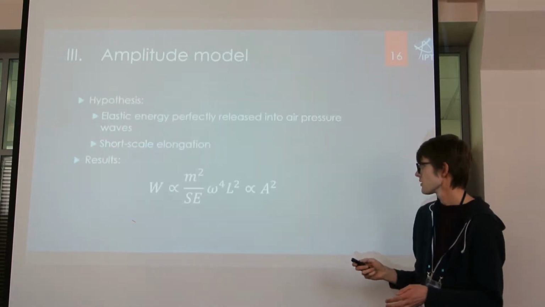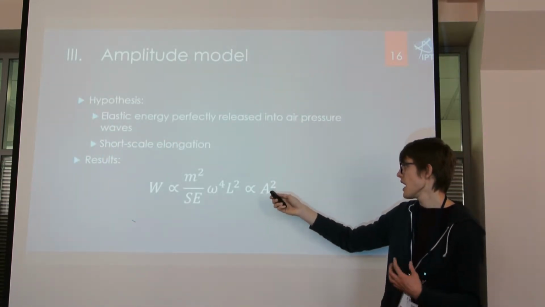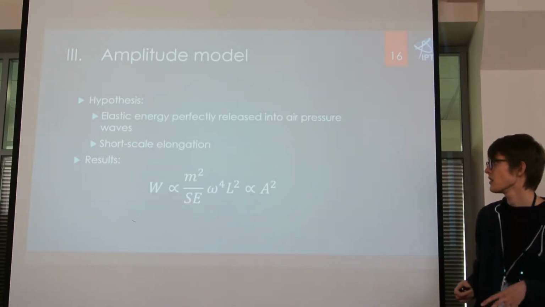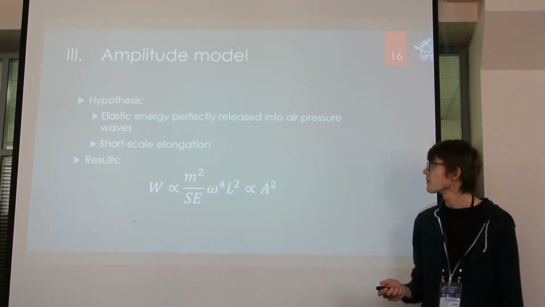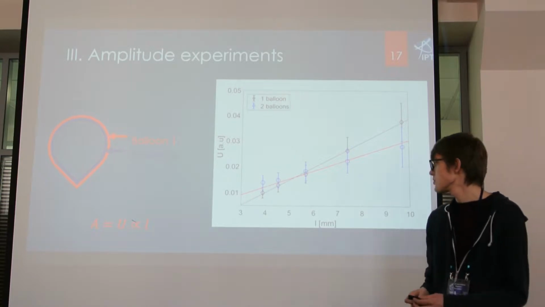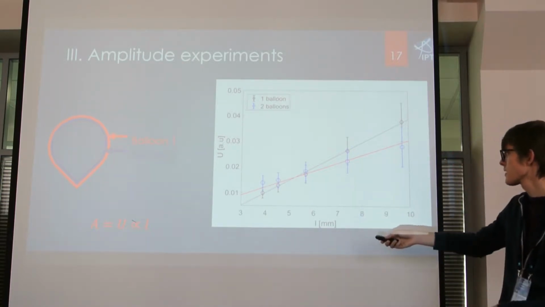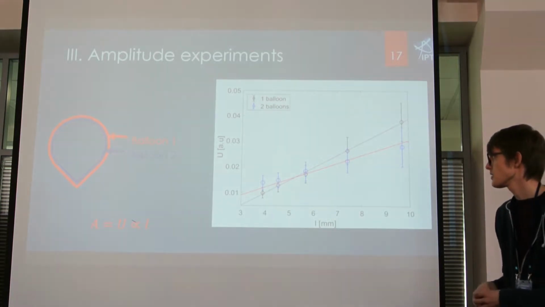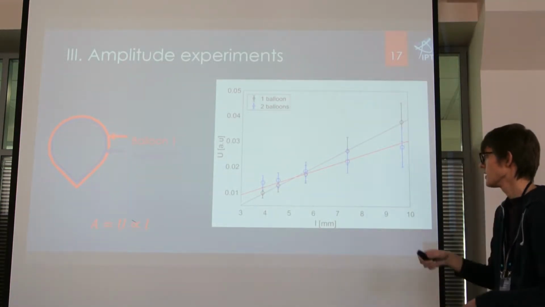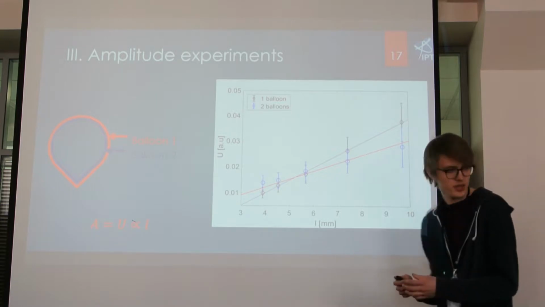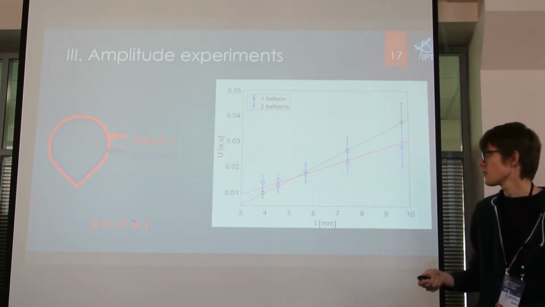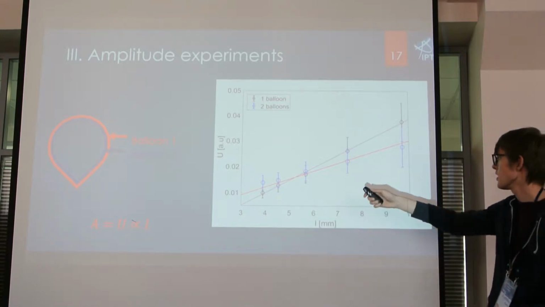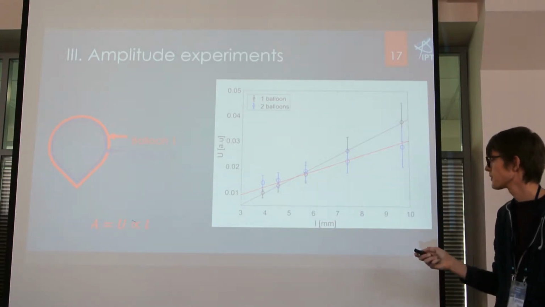And so in this case, the amplitude squared is proportional to the work, because we make the hypothesis that everything is released into air pressure. We actually observe this for the length. So you can see here the edge length, with other parameters constant, and you can see the amplitude is indeed linear. And then what we did is that we inflated another balloon inside the first balloon to change the thickness. And you can also see that the thickness has an influence on the amplitude.